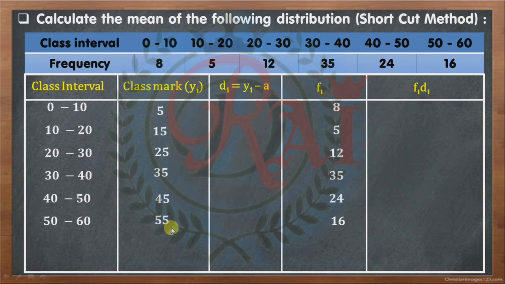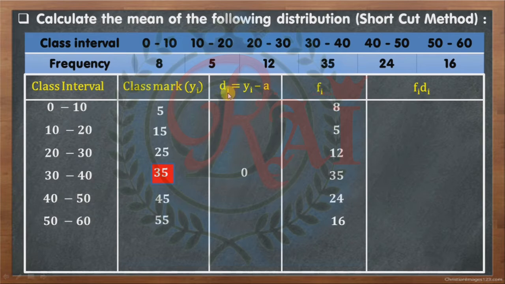Now from here we will choose a. You can choose any, but we choose the number which is in the middle. So either we take 25 or 35. Let's take 35 as our assumed mean, so a equals 35. di equals yi minus a. In this case yi is 35 and a is also 35, so 35 minus 35 is 0.